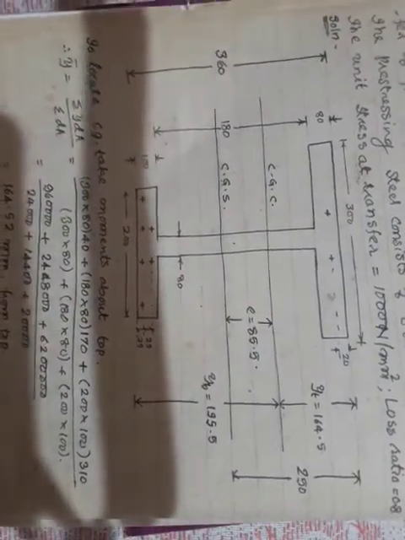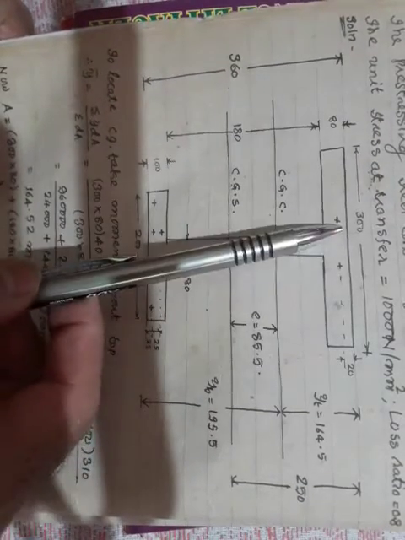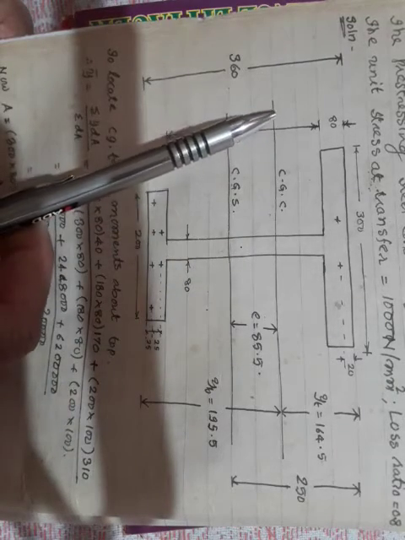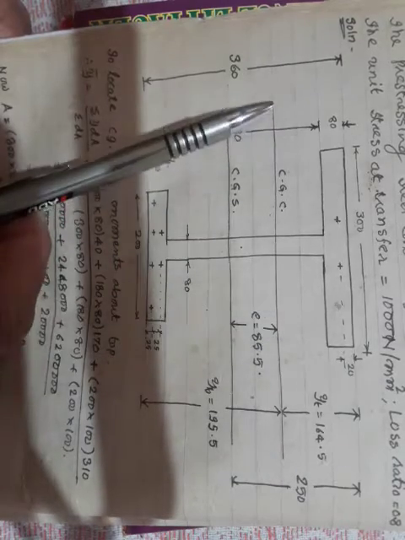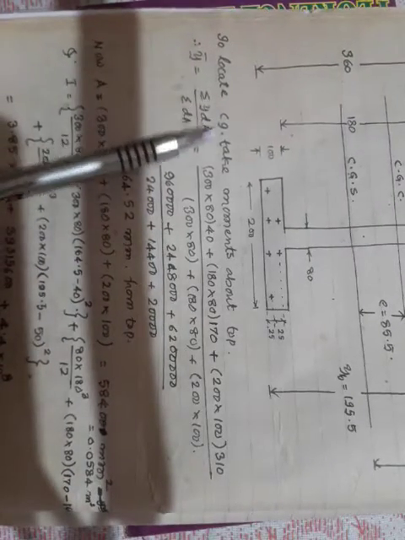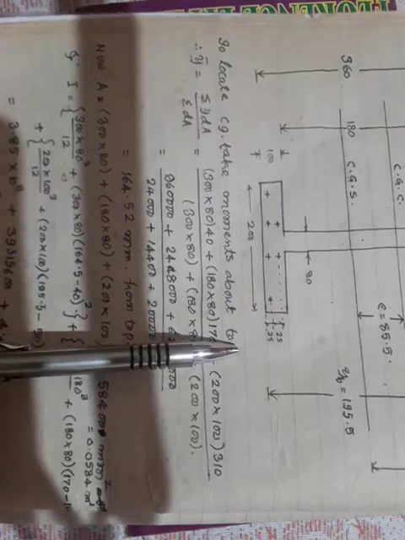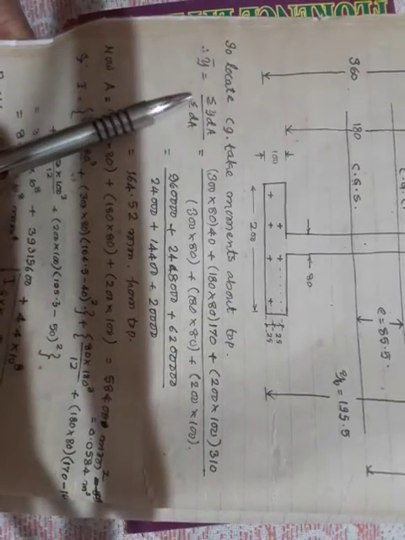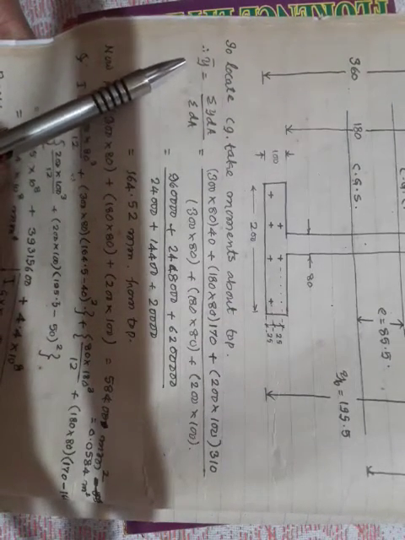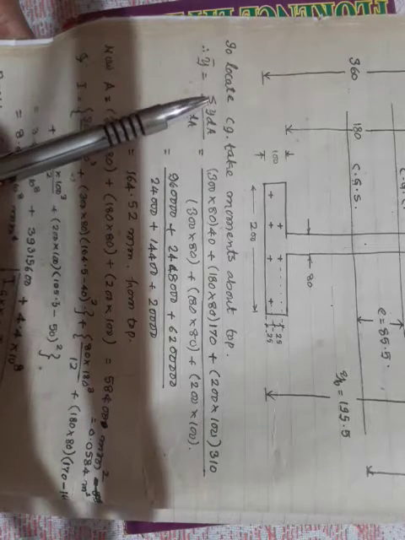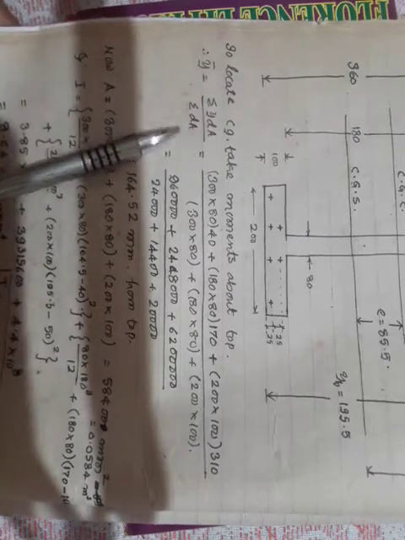So now the first point here is, since it is an unsymmetrical section, first of all I have to find out where the CGC lies. To find this CGC, I have to take the moments about the top. You know how to find the CGC. The equation is y bar equals sigma y dA divided by sigma dA.